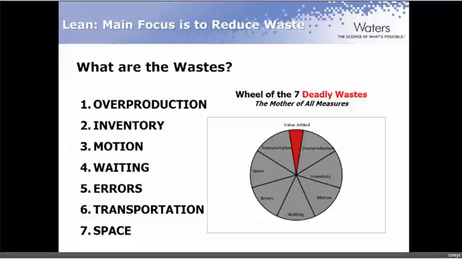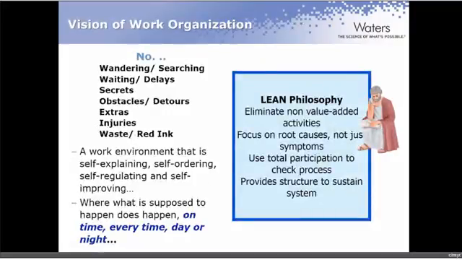Many times you go into different facilities, different manufacturing environments, and they have a lot of space, but they're not utilizing that space effectively, and it does cost money for that space. So again, these are the seven wastes that you focus on in a lean process. From a vision of work organization, this is what 5S is all about. It's about work organization.